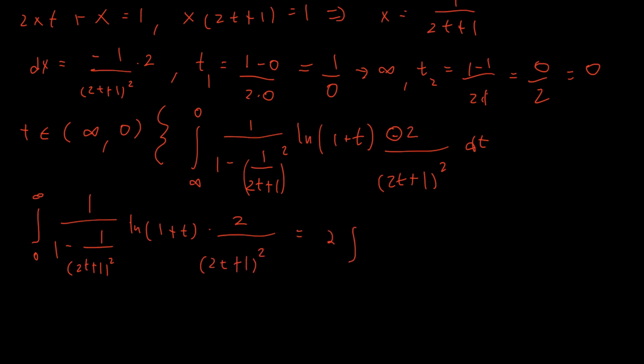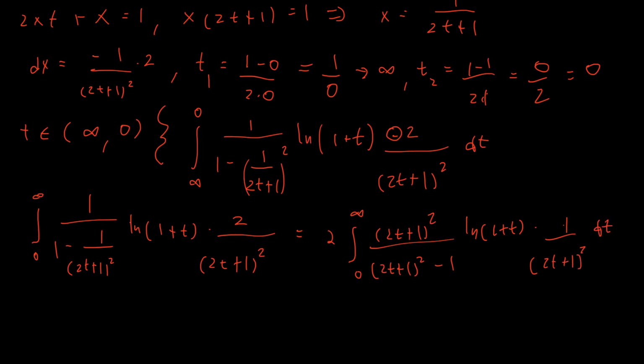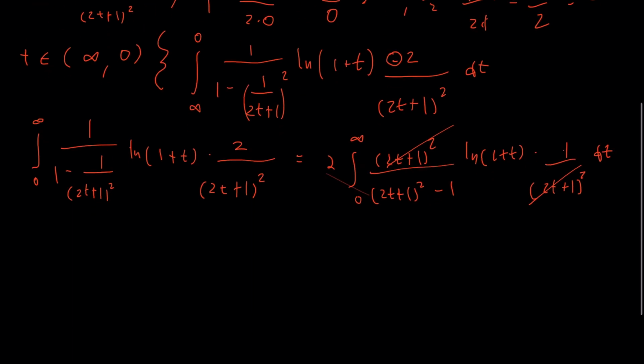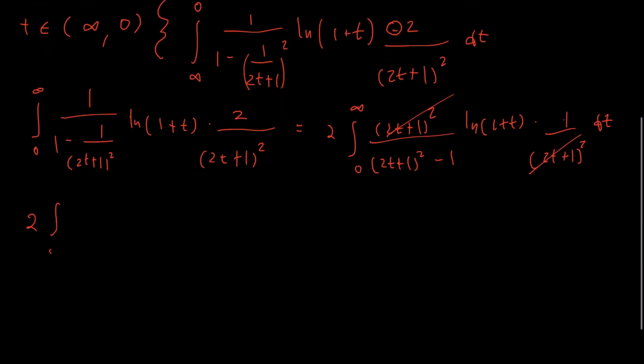So we have twice the integral from 0 to infinity. And cleaning this up a bit, we have a (2t plus 1) squared, and we have a (2t plus 1) squared minus 1, the natural log of 1 plus t times 1 over (2t plus 1) squared dt. And as you can notice, these end up canceling. So we have twice the integral from 0 to infinity of the natural log of 1 plus t divided by (2t plus 1) squared minus 1 dt.